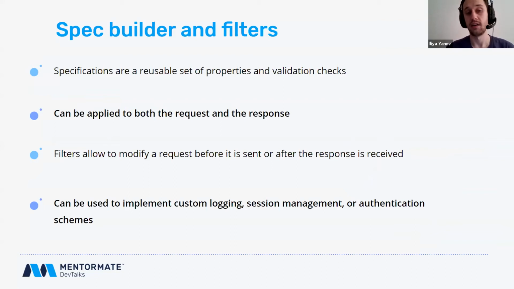And you can make a request and a response specification, so you can apply that to both the request and the response. Rest Assured also supports so-called filters. And filters, if you're familiar with aspect-oriented programming or AspectJ, are similar to the around annotation. So they pretty much allow you to intercept a request or a response.